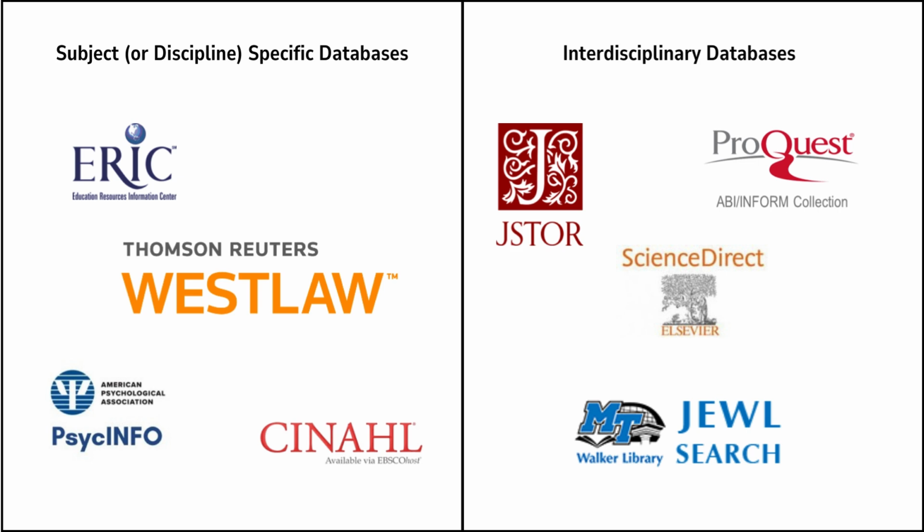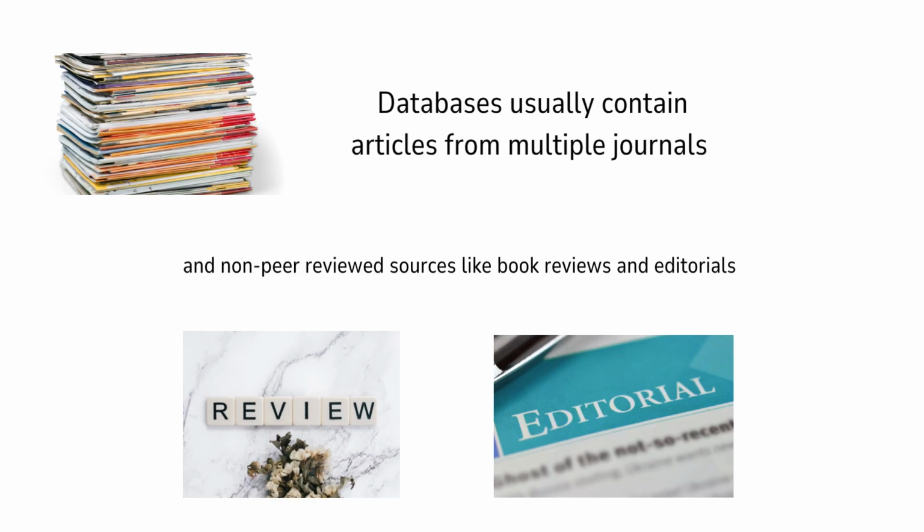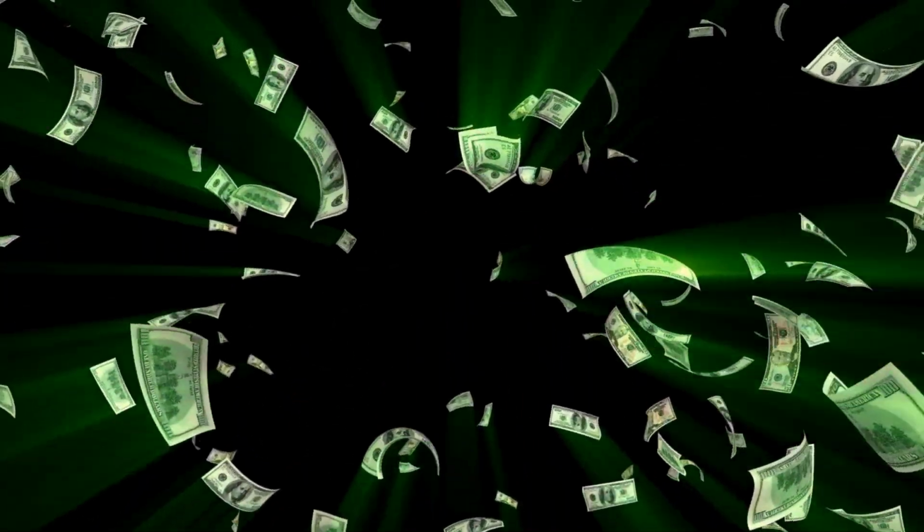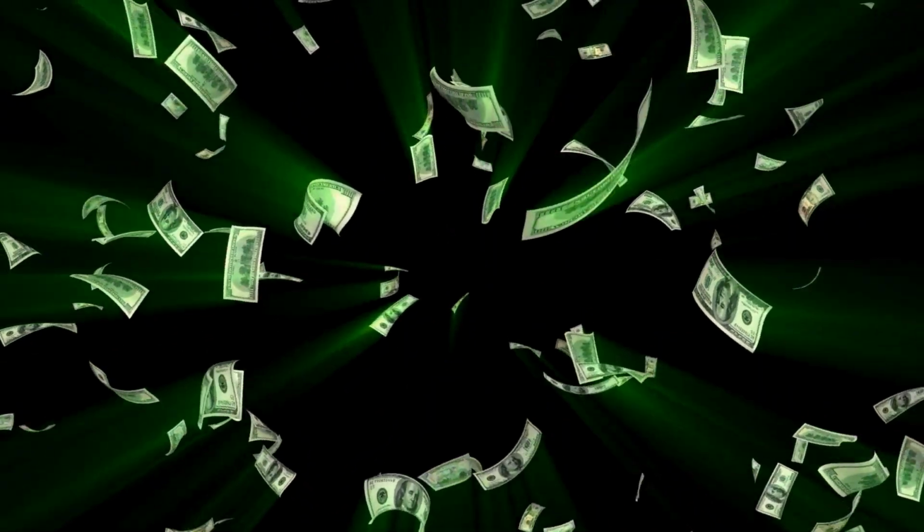For our purposes, we will be looking at two types of databases: ones that are discipline-specific and only search the professional research literature of a given academic field, and ones that are interdisciplinary and search across many subjects at once. Databases usually contain articles from multiple journals, and they may also contain some non-peer-reviewed publications like book reviews and editorials. Like journals, databases are often very expensive, so make use of your library's subscriptions.